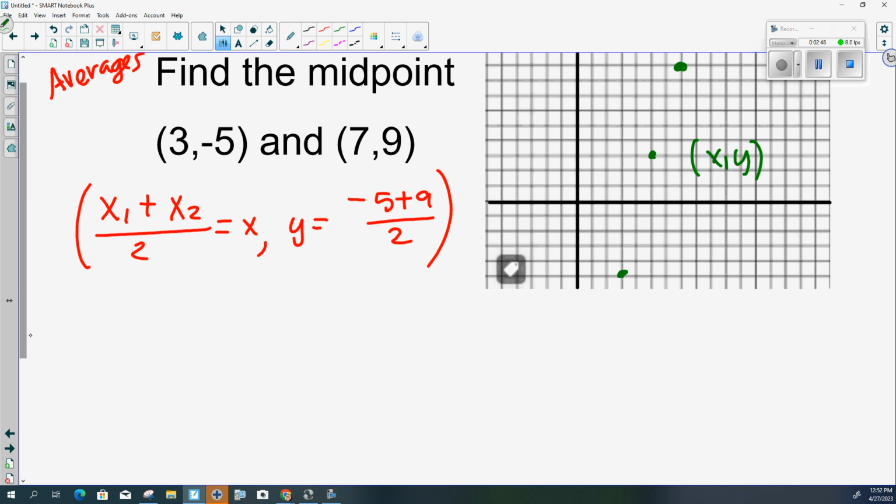Okay, once we have our formula, you go ahead and you label. I always call the first ordered pair that they give me my x1 and my y1, and I always call the second one x2 and y2. Do you think that matters? I'm seeing some of you shaking yes and some of you shaking no. So is 3 plus 7 divided by 2 the same thing as 7 plus 3? Okay, what about with a negative? What about negative 5 plus 9 divided by 2? Is that the same thing as 9 plus negative 5 divided by 2? So the order doesn't matter.